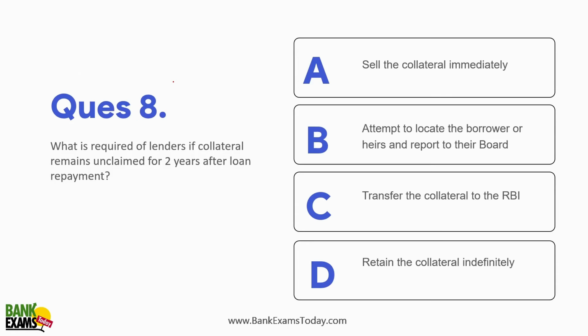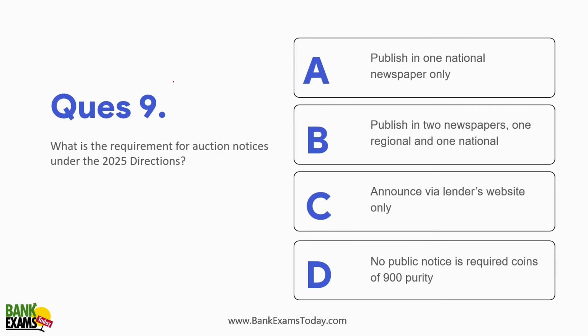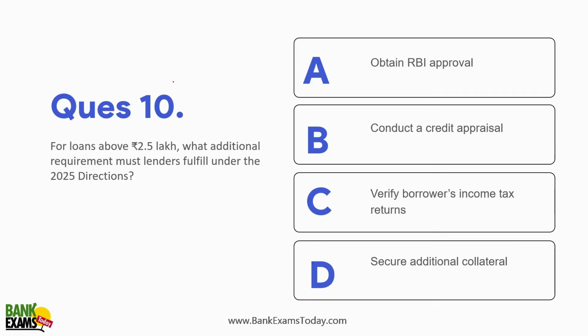What is required of lenders if collateral remains unclaimed for 2 years? Attempt to locate the borrower, or report to their board if it is a company. What is the requirement for auction notices under 2025 directions? Publish in 2 newspapers, 1 regional, 1 national. Before auction, you must publish an advertisement in newspapers in 2 places. For loans above 2.5 lakh rupees, what additional requirement must be fulfilled under these guidelines? Conduct a credit appraisal.